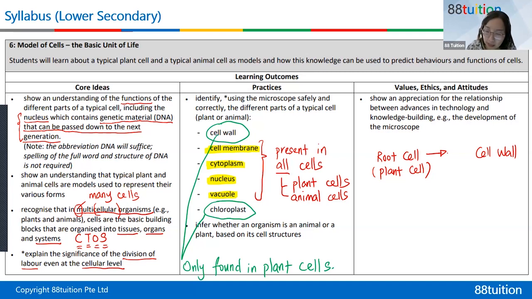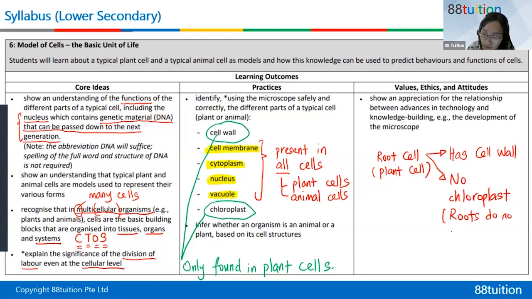Okay. Now, root cell has cell wall. All plant cells have cell wall. However, root cell has no chloroplast because root cell does not need to make food. Only the leaves make food, right? Roots do not need to make food. So because of that, there's no need for root cell to have chloroplast. Chloroplast contains chlorophyll for making food, right?